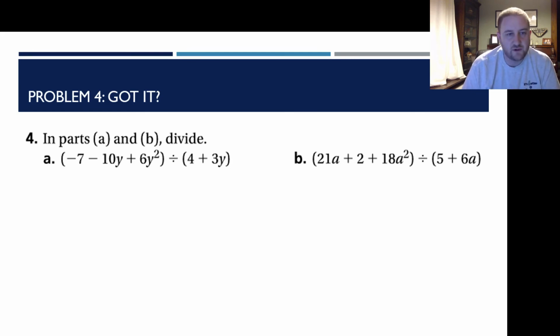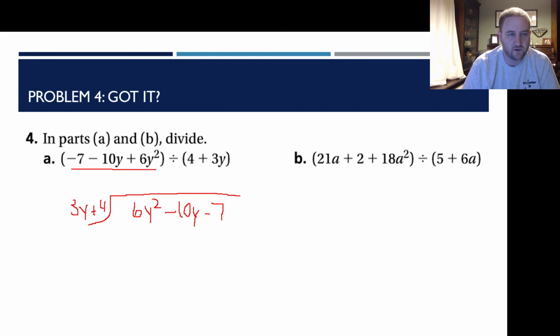All right, so hopefully you took the time to do this. Remember, when we are dividing, we want to put it in standard form first. So we're going to do 6y squared first, minus 10y, minus 7, divided by 3y goes first, plus 4. Okay? Now, 3y goes into 6y squared.